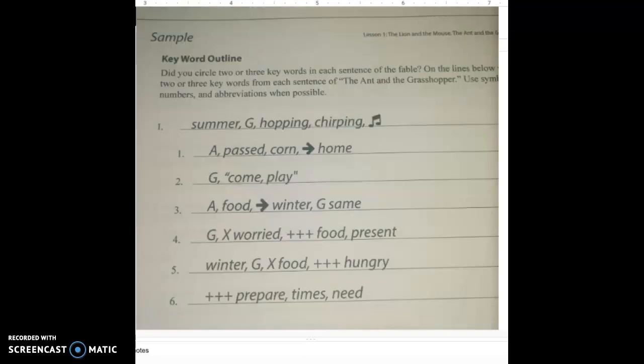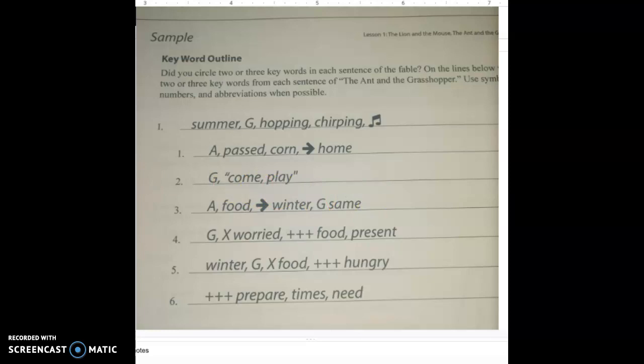This is a sample keyword outline. This is for the Ant and the Grasshopper fable, and you can see that they used some symbols in here to help with the retelling. And you may or may not be able to make sense of this by looking at it, but the point is that the person who's taking the keyword outline needs to be able to use it at a later time to retell it. So that's the skill that we're trying to help our students to learn, and this will be transferable in many different areas and subjects over their lifetime. So this is a fabulous skill for them to learn how to do well.